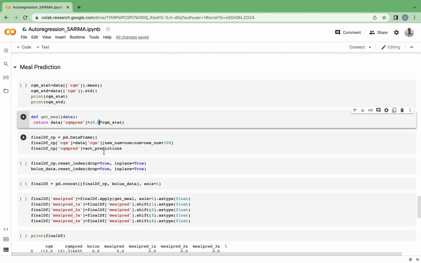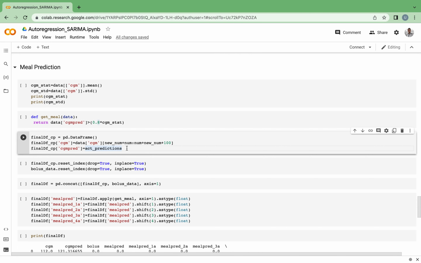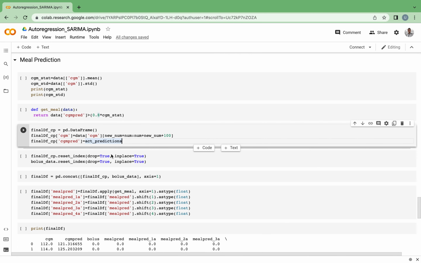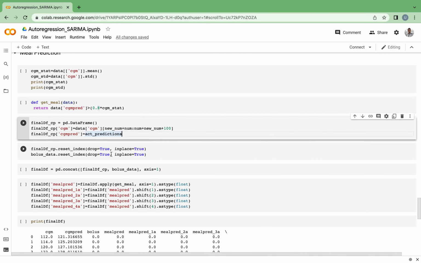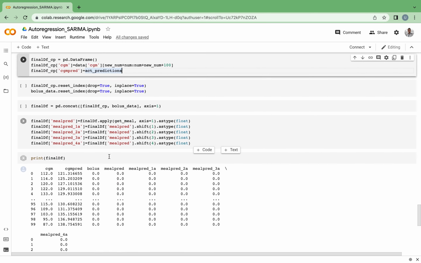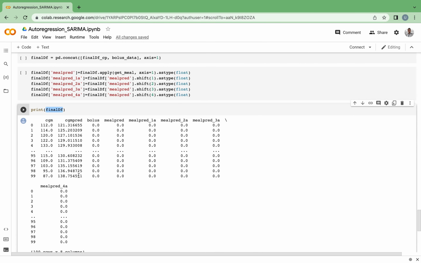I have taken the CGM data, the bolus data and the prediction data, and the process is to predict the bolus data and therefore the meals essentially. This is again done by checking against the threshold value, and this comes out to be our final data frames.